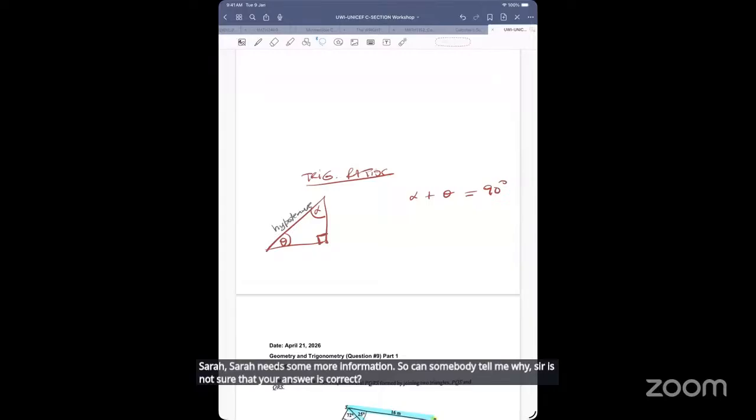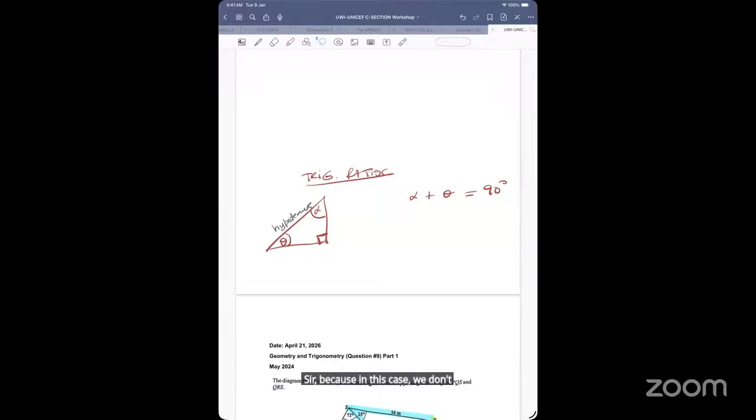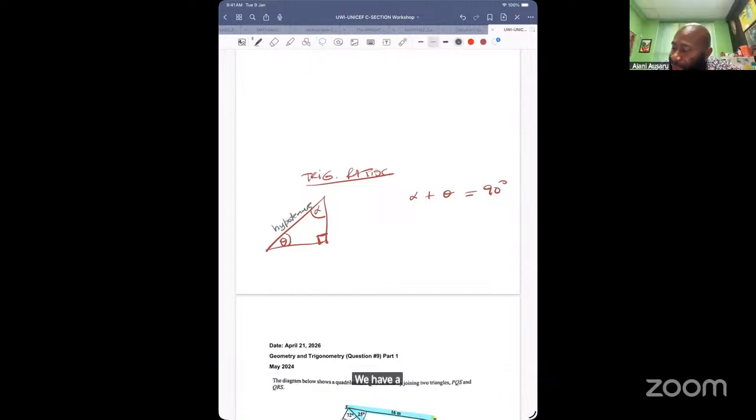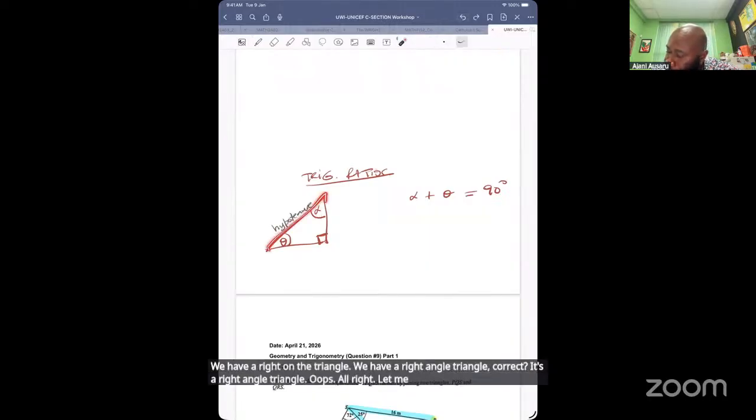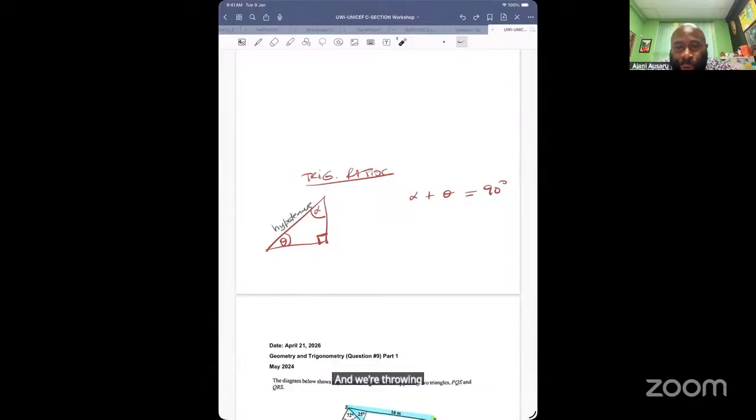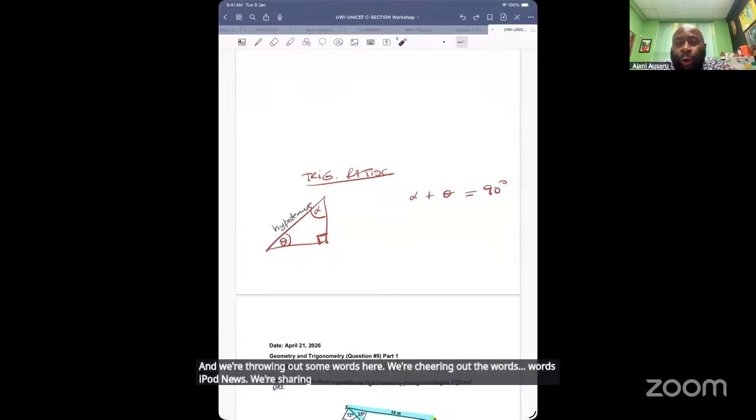Because in this case, we don't have the angle that we're supposed to find. We have a right angle triangle, correct? I've said that because this is 90. In a right angle triangle, we normally give the sides names. We're throwing out the words hypotenuse, opposite, and adjacent, correct?